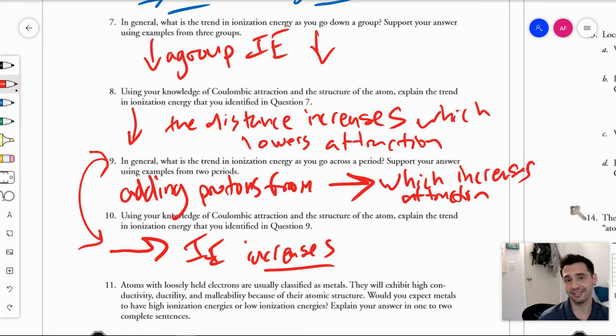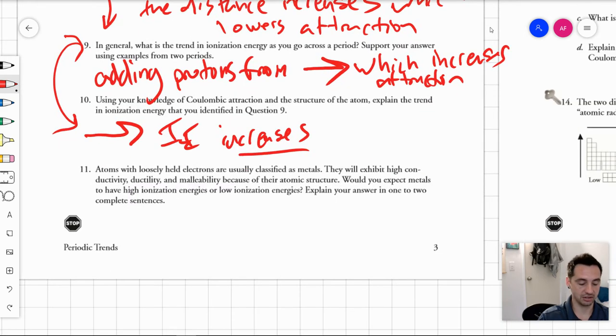Is this familiar? It's the same thing for atomic radius. If you understand Coulombic attraction, these other periodic trends are much, much easier to understand. Okay, adding number of protons, increasing attraction.